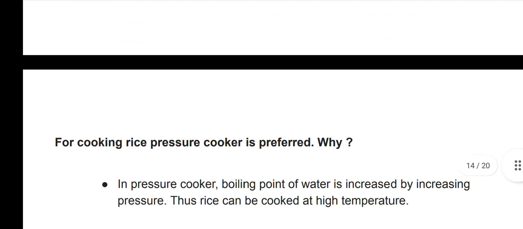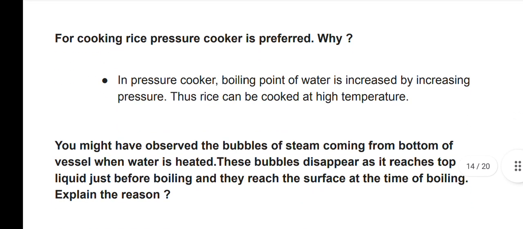For cooking rice, a pressure cooker is preferred. Why? In a pressure cooker, the boiling point of water is increased by increasing pressure. Thus, rice can be cooked at a high temperature.